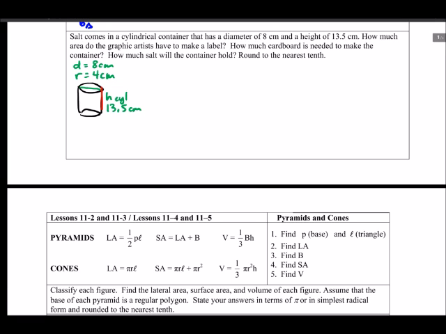Okay, so because cylinders are circles, they have their own set of formulas. So lateral area is 2 pi RH, which is 2 times pi times my radius is 4 times my height is 13.5. That means my lateral area is, multiply all my regular numbers, 108 pi. Put that into the calculator and we get 339.3 centimeters squared.